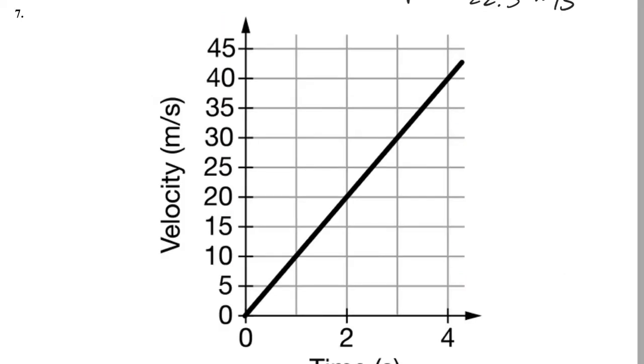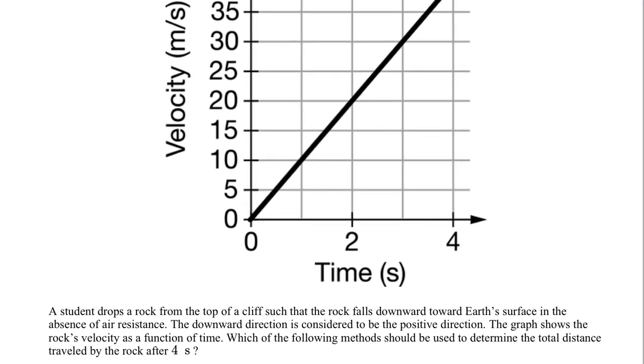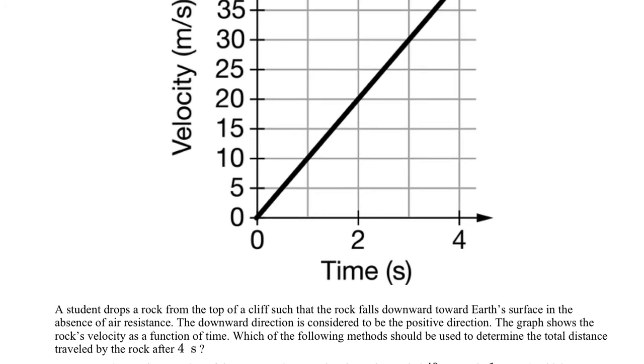Going on to the next question, we have that a student drops a rock from the top of a cliff such that the rock falls downward towards the Earth's surface in the absence of air resistance. The downward direction is considered to be the positive direction. The graph shows the rock's velocity as a function of time. Which of the following methods could be used to determine the total distance traveled by the rock after 4 seconds?